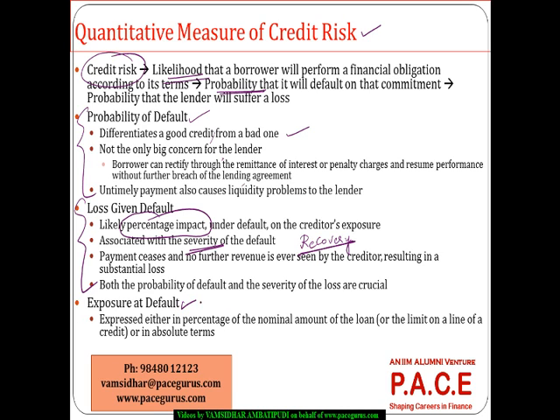And the third one, which is very important as a quantitative measure, is the exposure at default, which we are looking at as a percentage of the nominal amount of loan. Right, which is typically talking about how much of the loan is still outstanding at the time of default. It may be the full amount or it may be a part of it. So whatever is the amount that is outstanding, that is what we are calling the exposure at default. Either I can express it as a percentage of the nominal amount, or I could very well express it in dollar terms. So that's the exposure that is there at default.